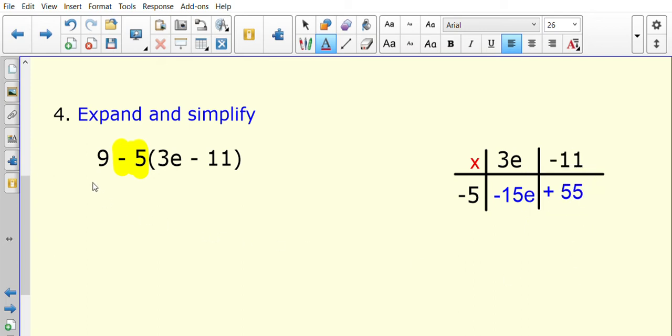So over here, you have 9 on its own. And then your answer for multiplying out your bracket.